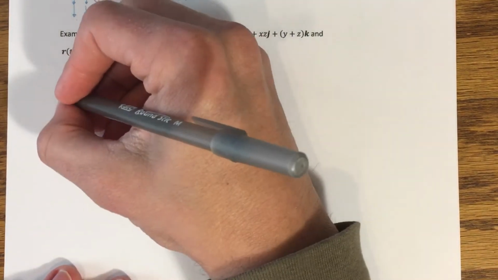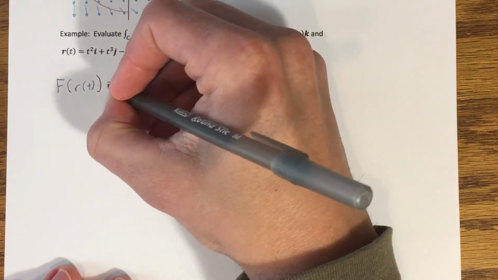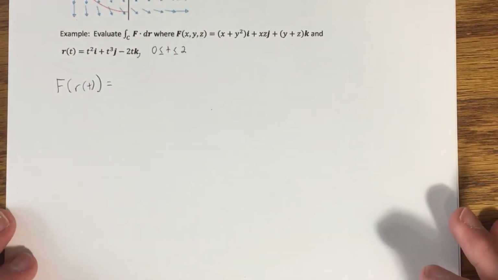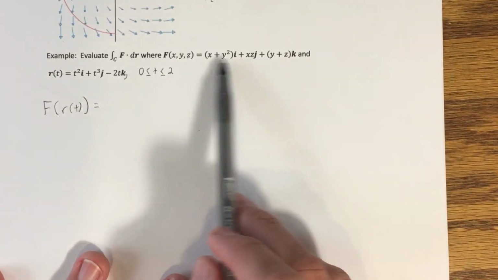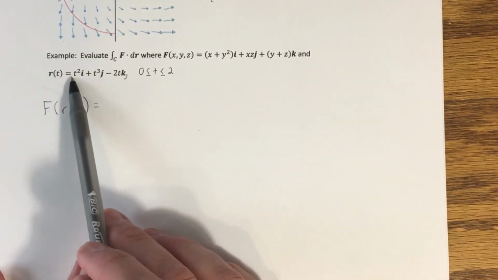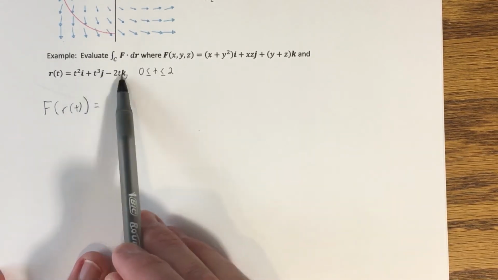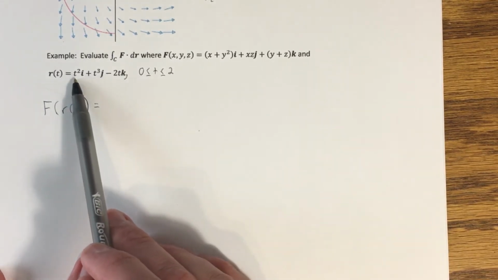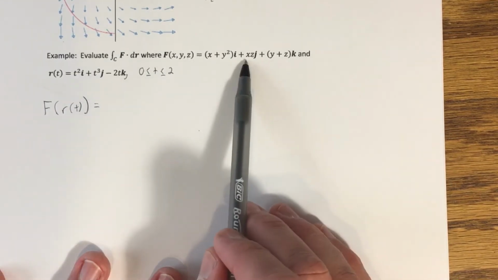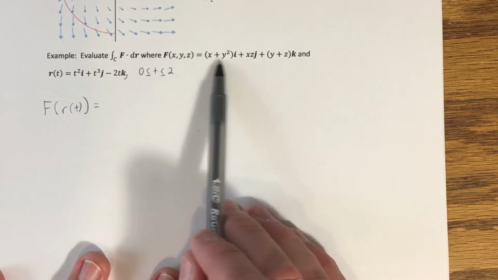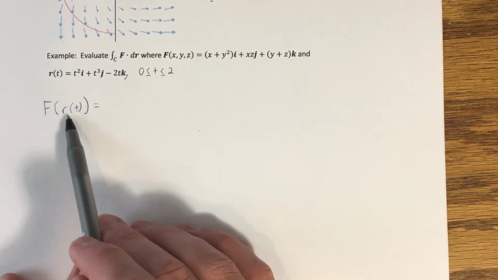First of all, I need F of r of t. How do I evaluate F of r of t? Well, here's my function F, and here's r of t. I think of this as the x, y, and the z. It's the i, j, and k components. So plugging in t squared anywhere I see an x up here, t cubed anywhere I see a y, and negative 2t anywhere I see a z, gives me F of r of t.